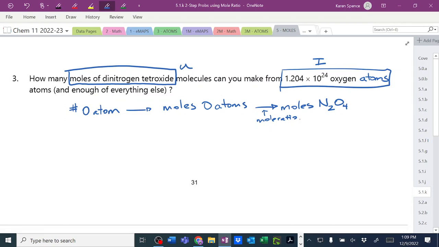Is there another route we could take if we wanted to? See if you can chat with your partner. See if there is another in-between step we could do if we wanted to.